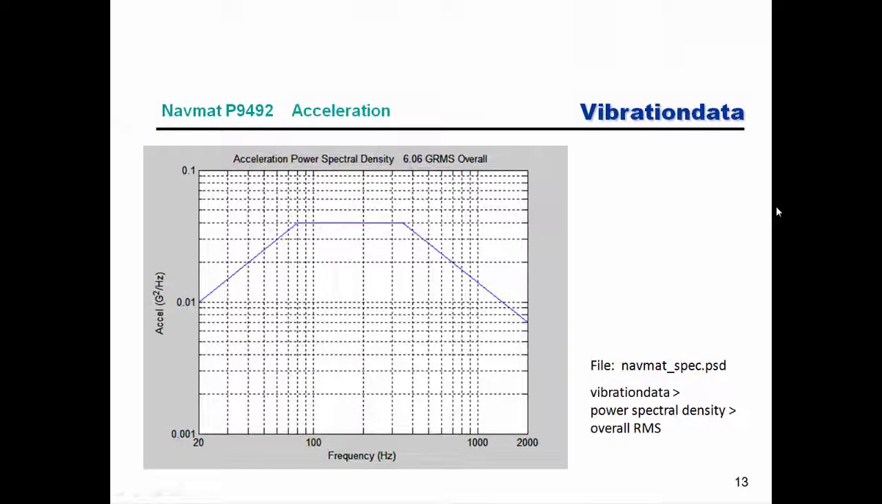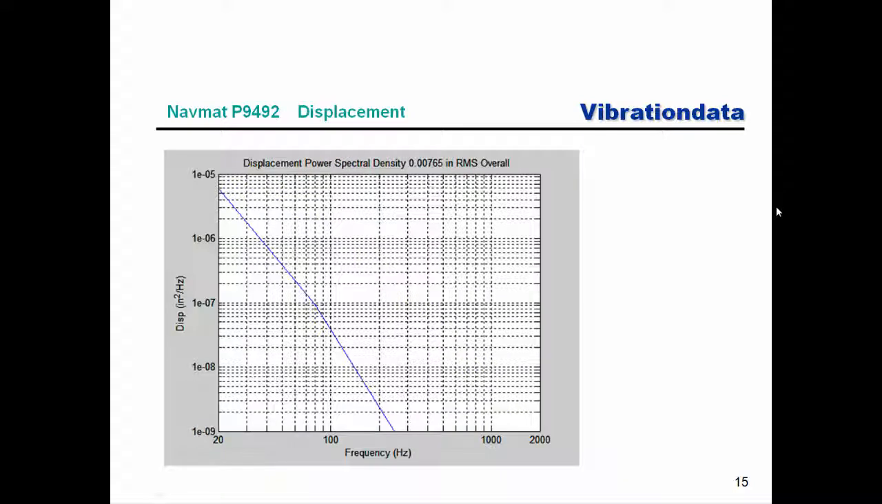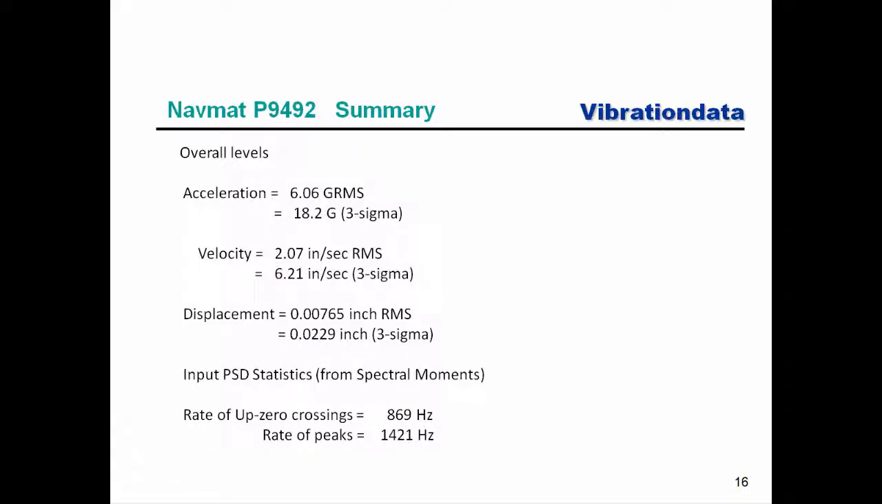So back to the PowerPoint slides, there's our NavMat acceleration PSD. Then there's the velocity PSD, the displacement PSD. So it looks like most of the displacement is really occurring below 100 Hertz. And particularly the displacement energy becomes higher as the frequency decreases. And these numbers here, you've seen this before in the MATLAB command window. And this is just a summary of the overall levels for that NavMat P9492 PSD.